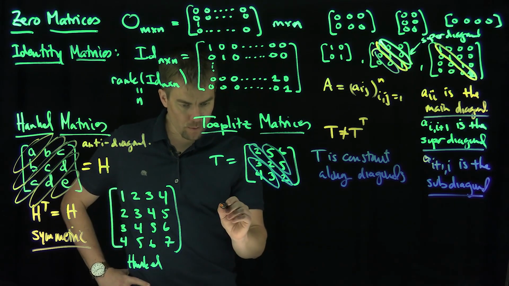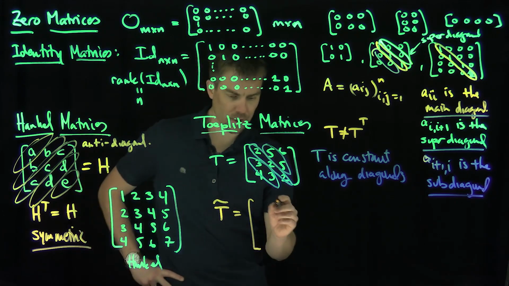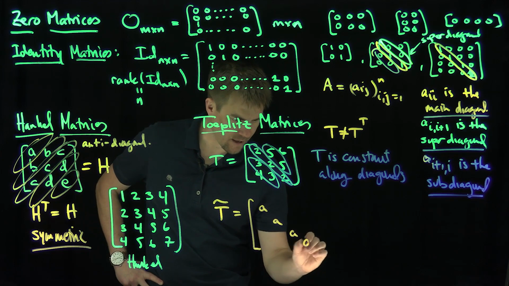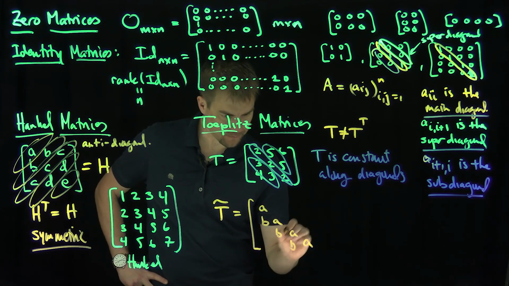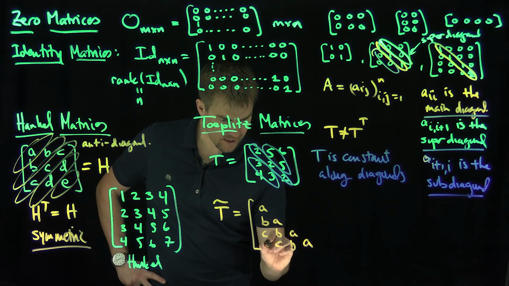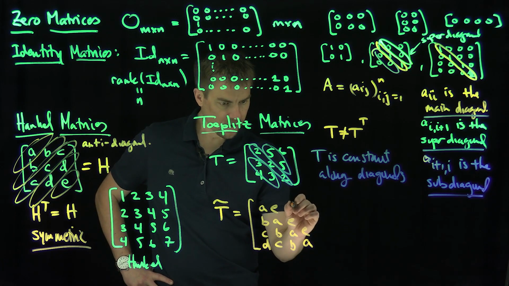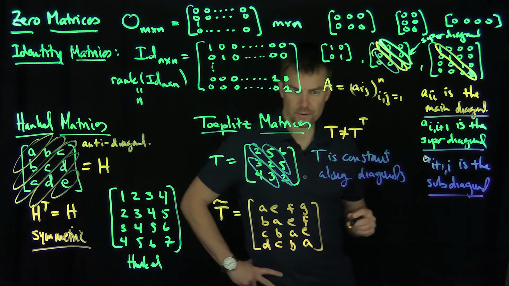Great. Another one, more generally, let's look at this T tilde. It has to be constant on diagonals. So generically you can say A, then we can have a B, then a B, then a B, a C, then a C, a D, an E, then an E, then an E, an F, then an F, and then a G would be an example of another Toeplitz matrix, right?